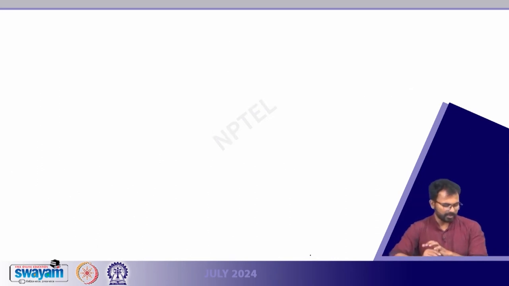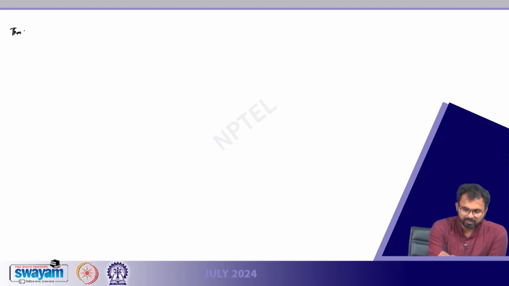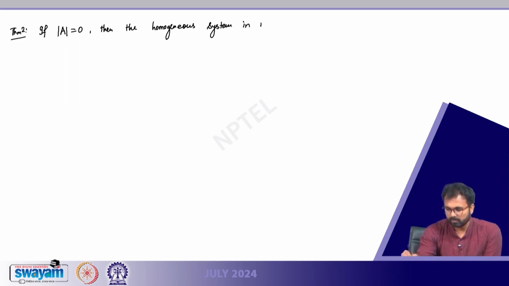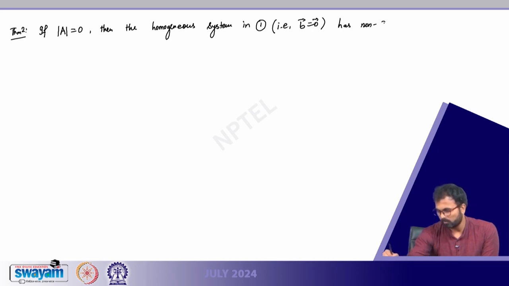So, I will state the second theorem. The second theorem is about when the determinant is 0. The determinant we write with the mod symbol, or you can also write det A, either one of them is fine. If the determinant of A is equal to 0, then the homogeneous system in 1, that is, b is a zero vector, has non-zero solutions.